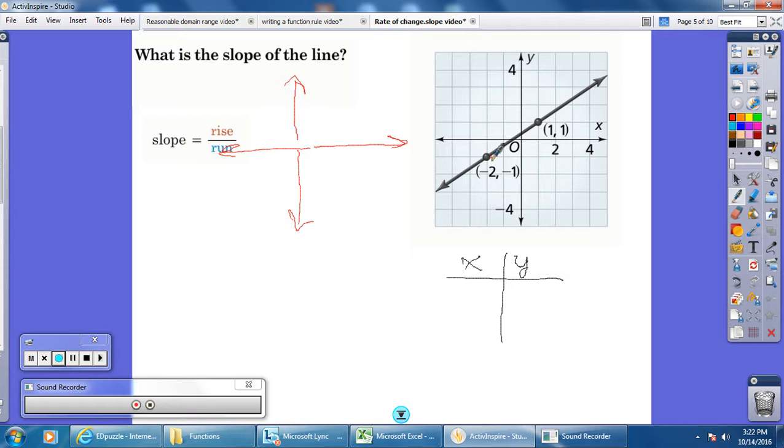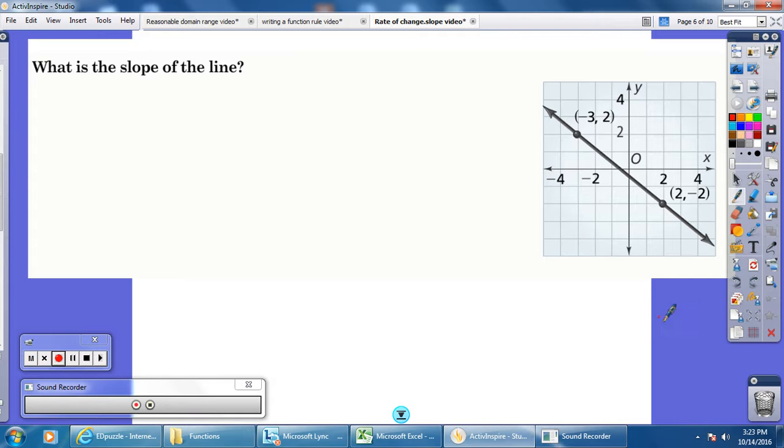Okay? So I'm going to take this point. In order to do that, you have to have 2 points, and I have 2 points. So now I'm going to see how many units I rise. I'm going up. I'm not going to go down because my function isn't going this way. I'm going to go up 1, 2. So I rose positive 2 units. Now I'm going to run 1, 2, 3. I ran positive 3 because this way is positive. So I rose 2 and I ran 3. That's my slope. 2 over 3. Ta-da!